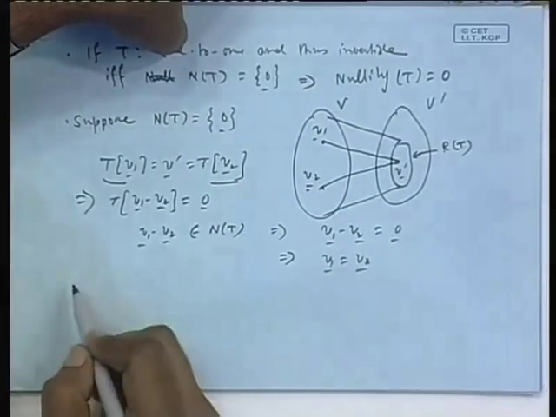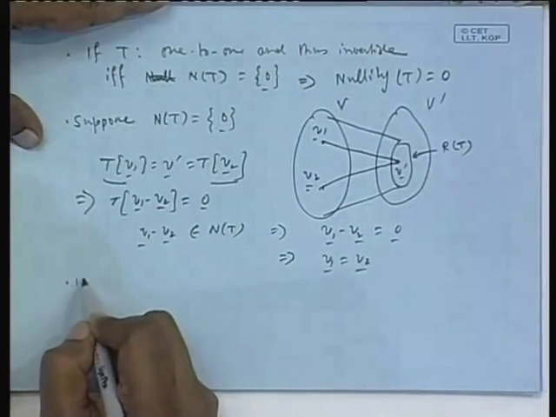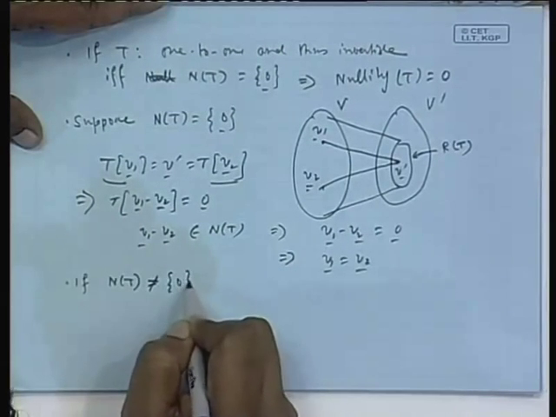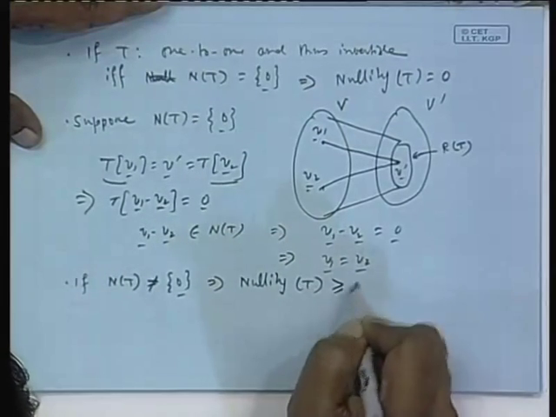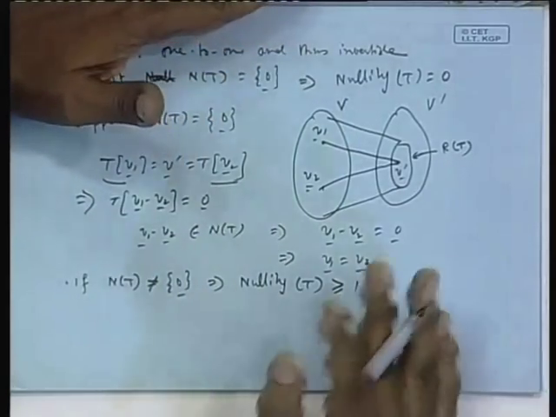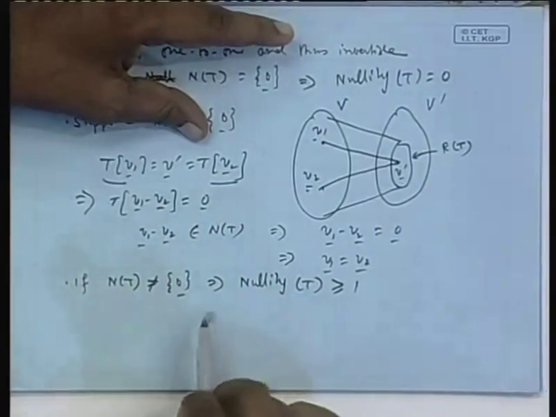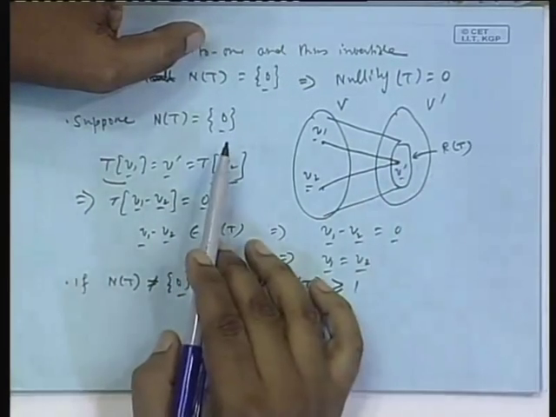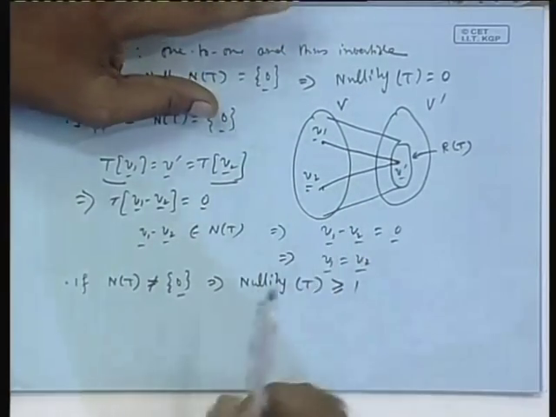But on the other hand, if N(T) is not equal to the 0 vector, implying nullity of T is greater than or equal to 1, that is, its dimension is not 0, it has many non-zero vectors. Suppose it is so. If it only has the 0 vector, T is 1 to 1, we have seen. If it does not have only the 0 vector, that is, if its dimension is greater than or equal to 1, then is it that you can have T 1 to 1?